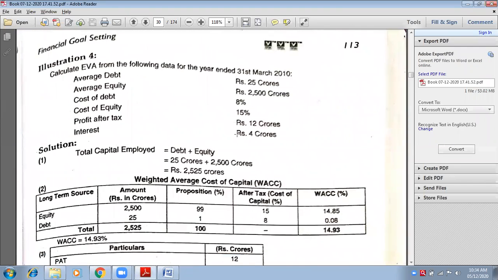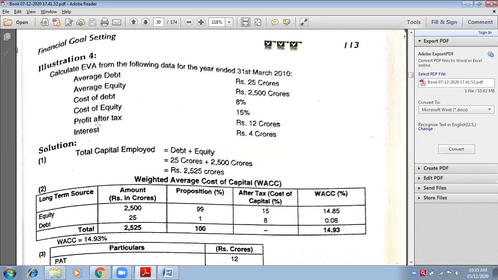Okay, so let us solve one more question related to this. Calculate EVA from the following data for the year ended 31st March 2010. Now, average debt, same, 25 crores. Average equity, 2500 crores. Cost of debt, 8 percentage. Cost of equity, 15 percentage. Profit after tax, 12 crores. Interest, 4 crores. So, I hope you understand, in profit after tax, interest is already deducted earlier, therefore we need to add it back.